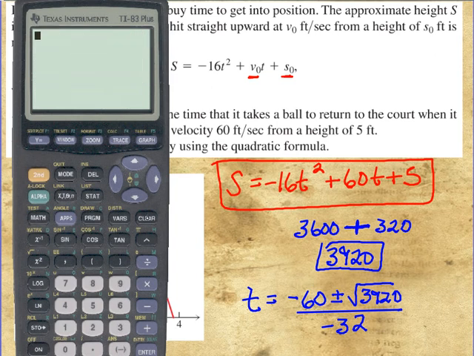Here we go. I have two answers. My first answer is negative 60. Might want to put this in parentheses. Negative 60, because you want the whole top divided by the whole bottom, plus the square root of 3920, divided by, well, I need a closing parentheses, divided by negative 32.